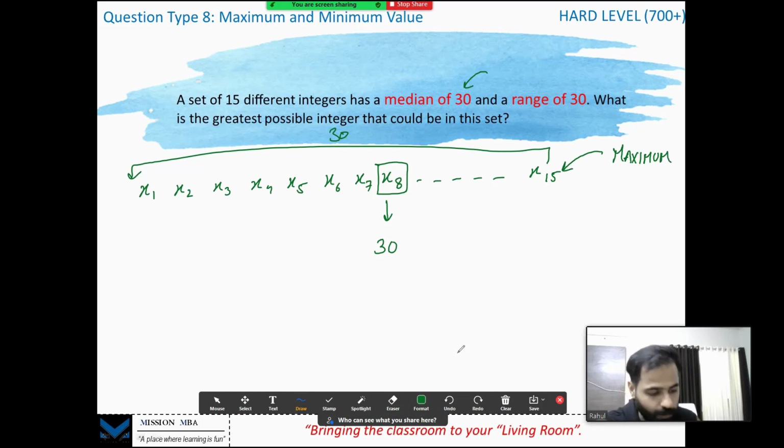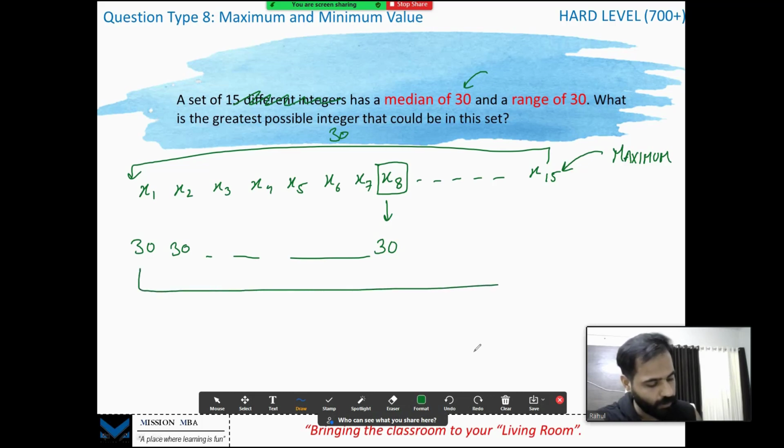How can I do that? Again, let's make the question simpler first. If the idea was that they were not different integers, I would have simply kept all of them 30 so that x1 becomes maximum. And if x1 becomes maximum, automatically x15 also becomes maximum because it is simply 30 more than x1. So this will become 60. That is the maximum possible value I can have in a set.